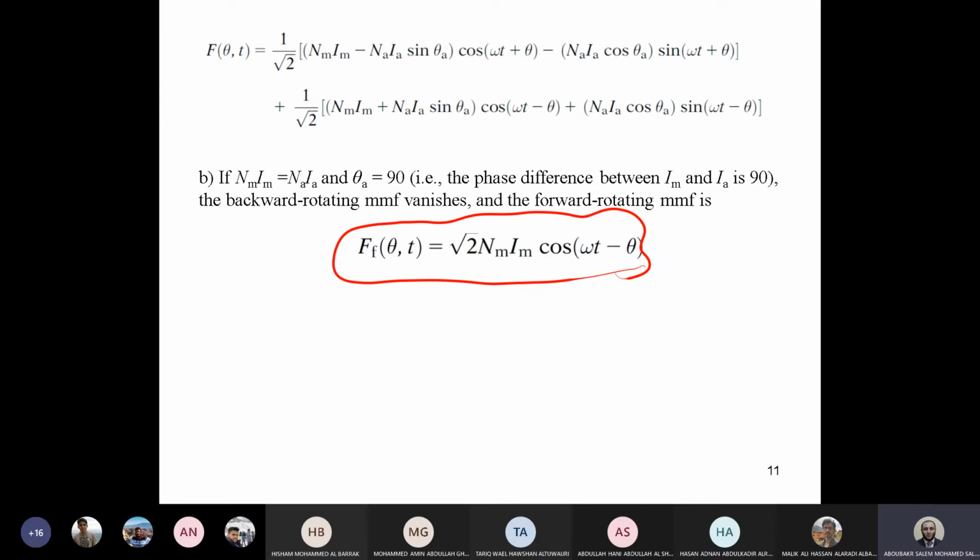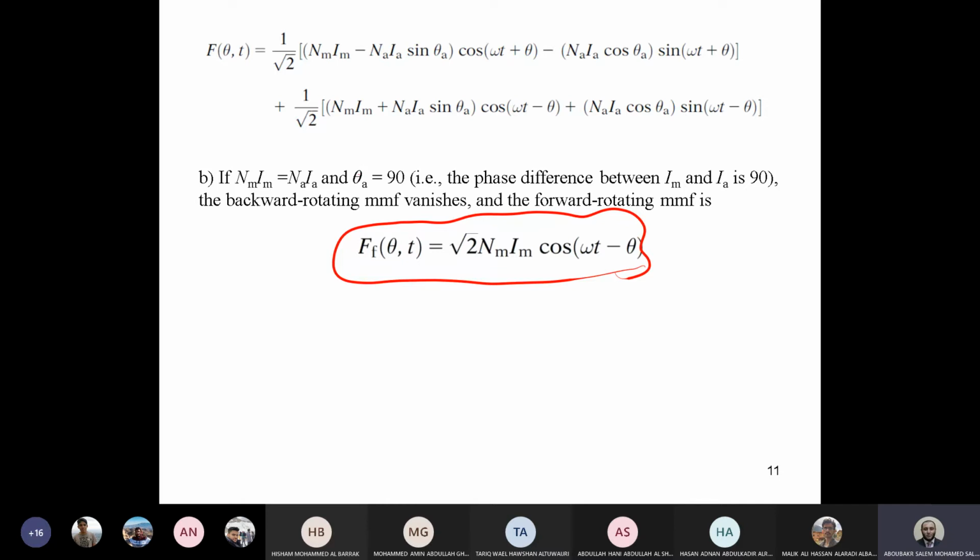But it depends on some conditions, as we said. It depends on the design of the auxiliary winding to have a phase shift of 90 degrees, and also to have NMIM equals NAIA. Right, the question now: if we change the angle a bit, it will have a component of flux in forward higher than backward. Okay, guys? So it's not a condition to be exactly the same, but we can control this ratio in order to have a higher component in the forward direction.